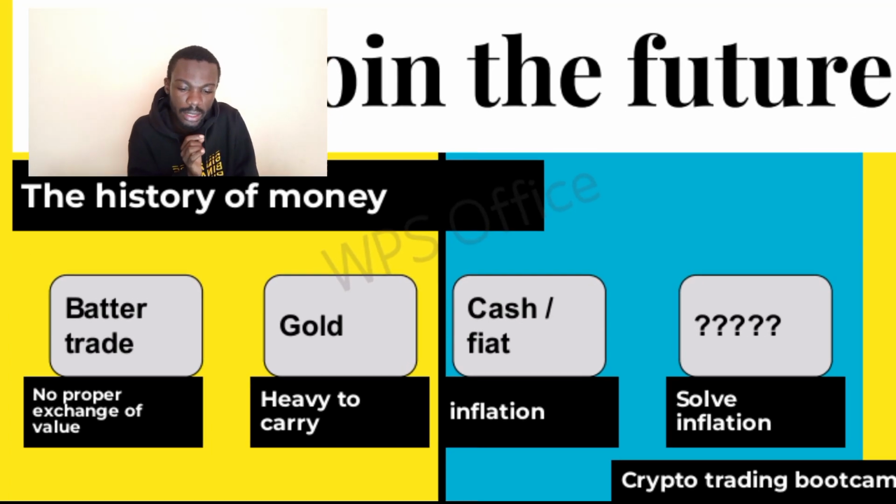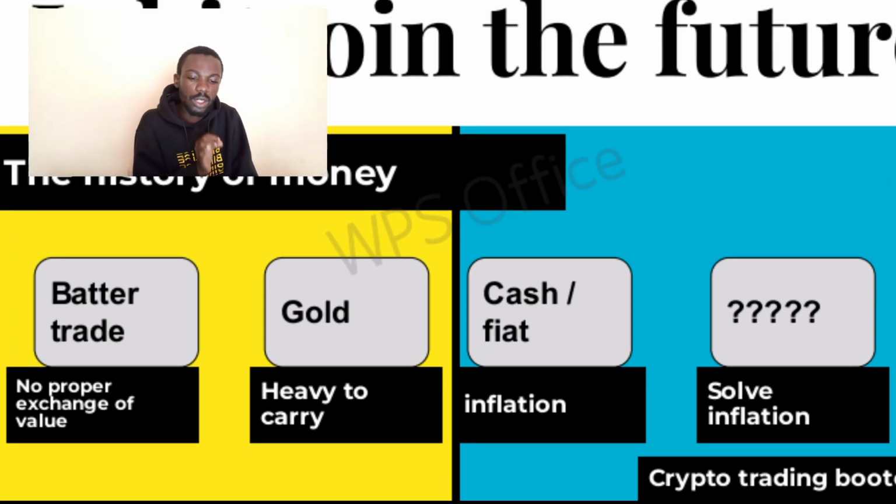We saw that no proper exchange of value was solved by the introduction of gold. Gold was heavy, and that was solved by the introduction of cash. But cash has brought a very big problem, that is inflation. So the next money has to solve inflation. And what do you think that next money is? I'm going to leave that question for you to answer by yourself, if you understood my explanation.